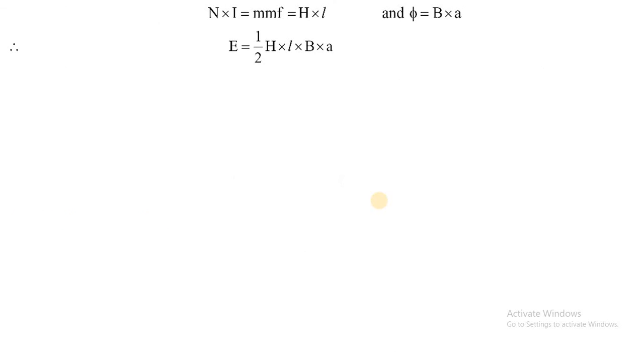So E is equal to half MMF into flux, where MMF is H into L and flux is B into A. So energy E is equal to half H into L into B into A. Now L into A is volume. I want to find out the energy stored in magnetic field per unit volume. So I'll divide this equation by the volume, that is by L into A.